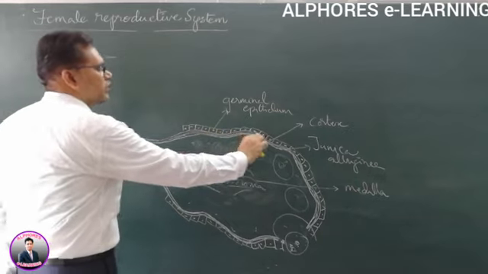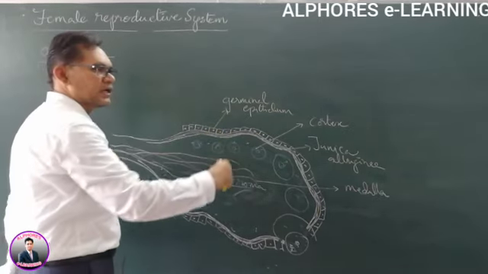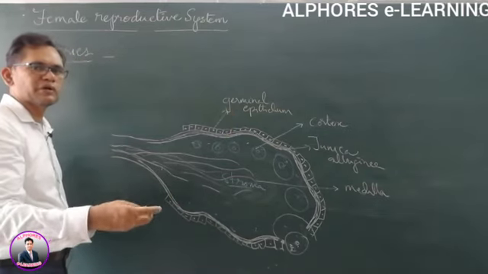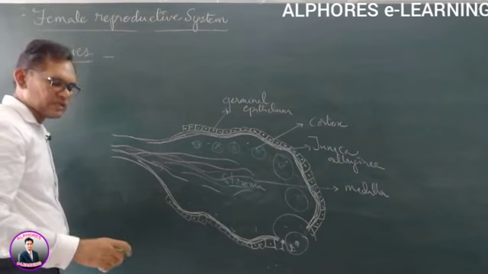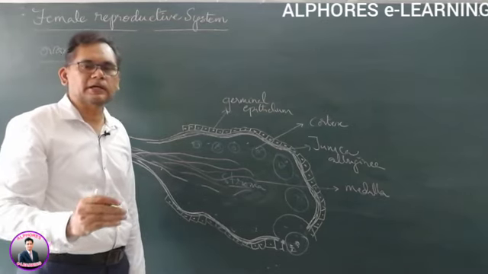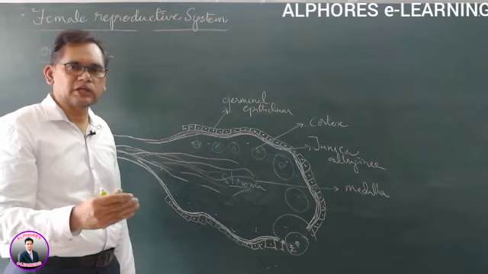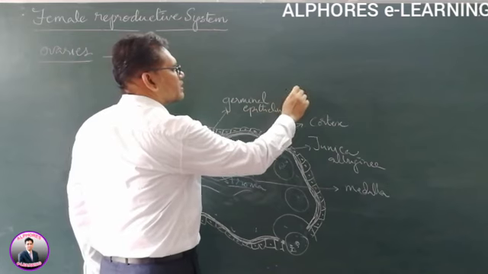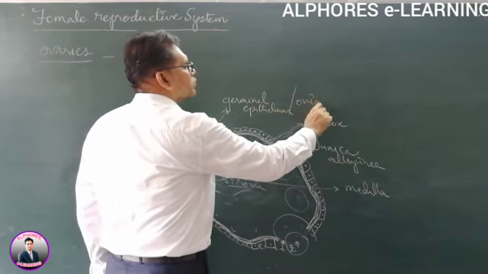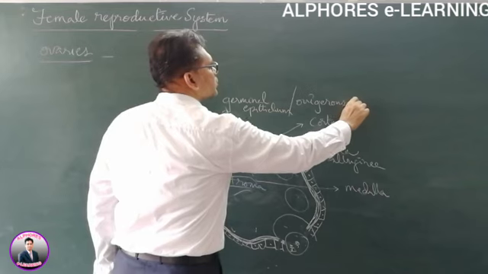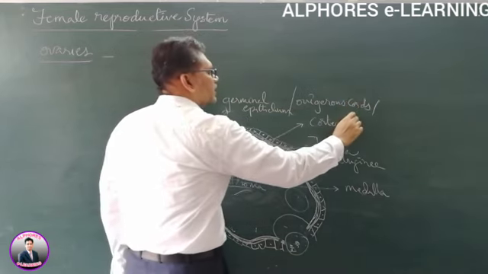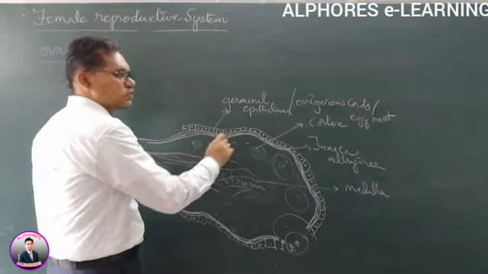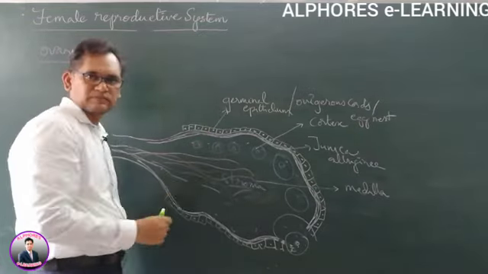Now outside there is the tunica albuginea. Outside the tunica albuginea is the cuboidal epithelium, which is called germinal epithelium, which forms oogonial mother cells. It means during embryonic development, when the female child is in the womb of the mother, these are the ones, the germinal epithelium, otherwise also called ovigerous cords or egg nest. These are the ones which actually form the Graafian follicles.